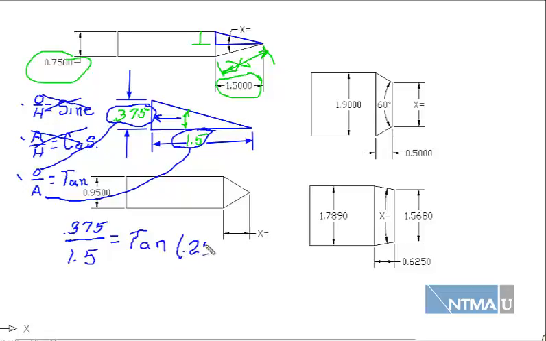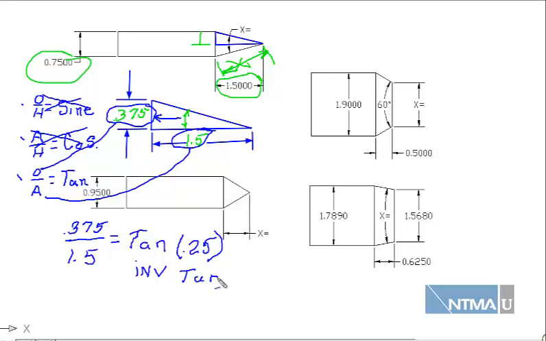Well, that's not your answer. Well, it is kind of, but it's not really. 250 thousandths is the decimal equivalent of the tangent of that angle. So you have to hit your INV key. It could be your second key on your calculator, just depends on what you've got. Okay, your INV key or your second key, and then your tangent key.